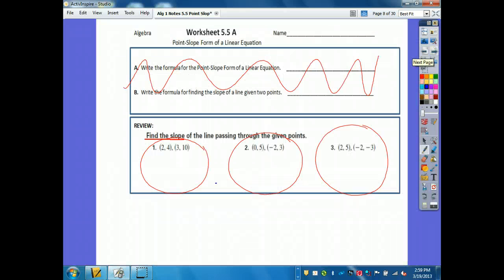This is what your worksheet looks like today. You don't need to rewrite the formulas here on the top. That's just a waste of time. You already have those written on that little card.